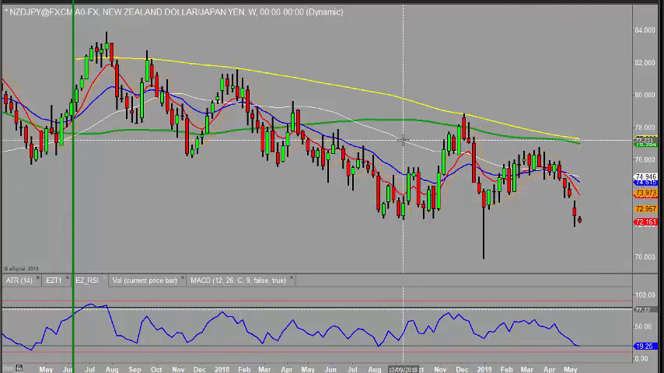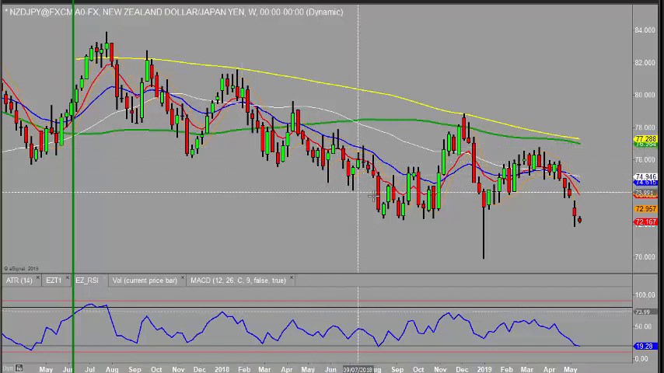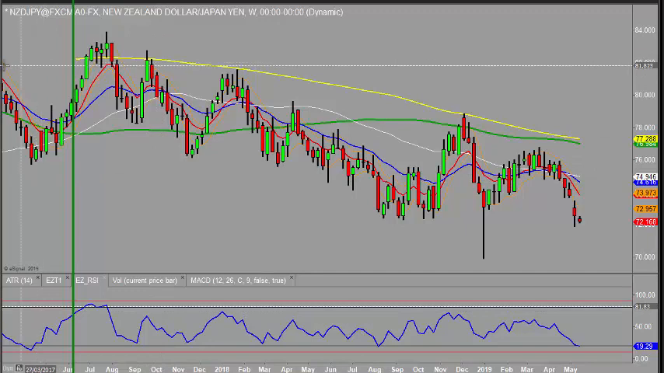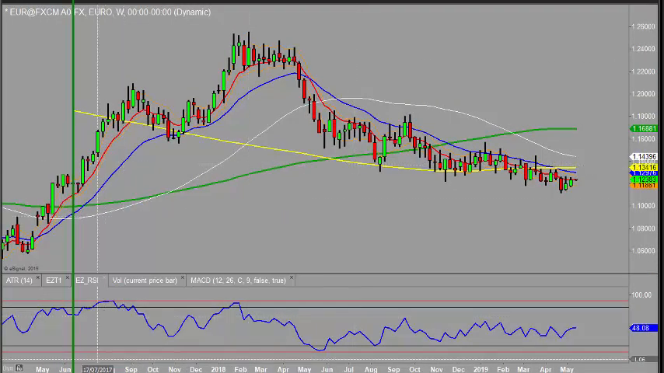So if you're looking at the cross pairs, as I said, there's a way to do it which keeps the fundamentals on your side and gives you more position and swing opportunities. So that's that. Let's just have a quick look very quickly at where these currencies are from a weekly, daily perspective.